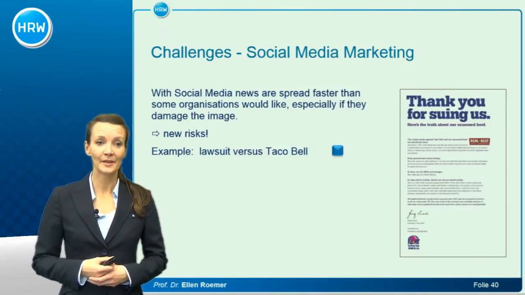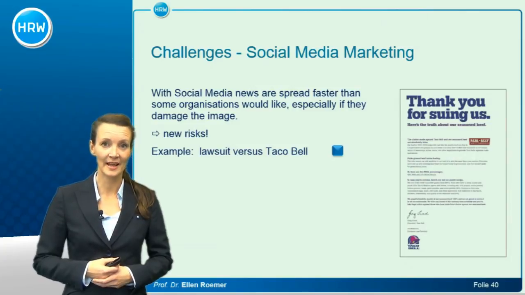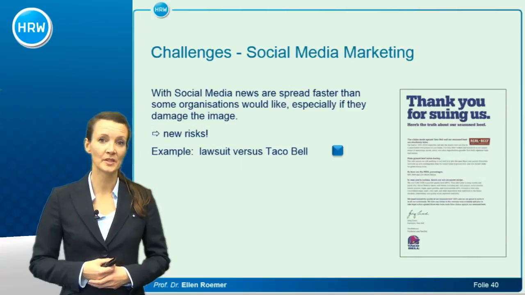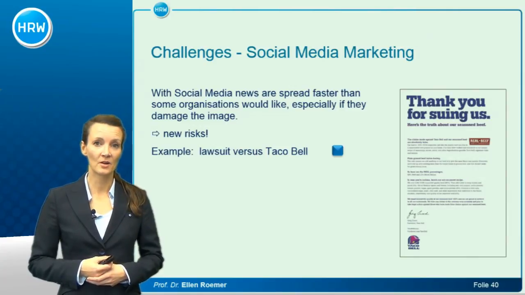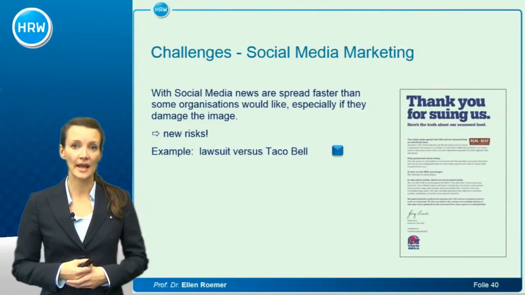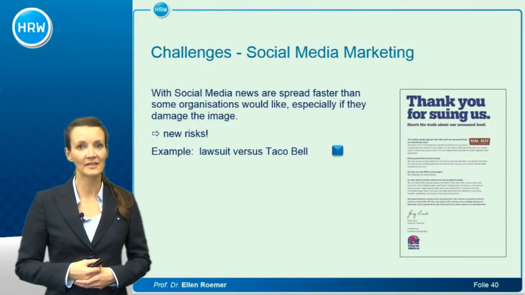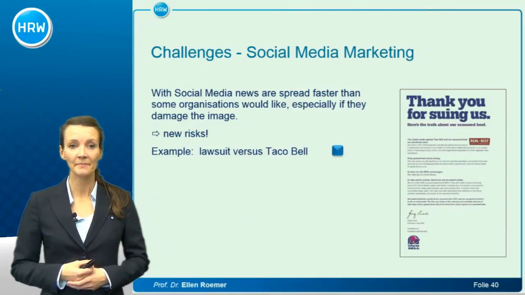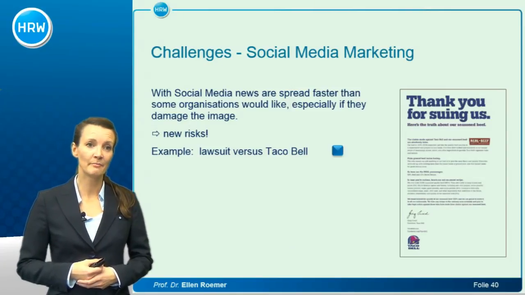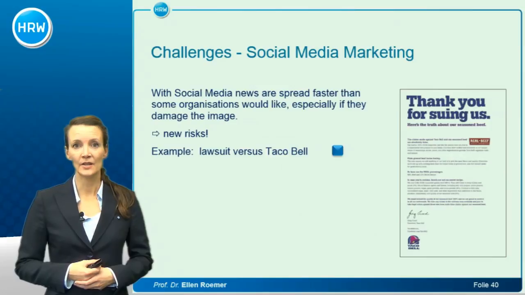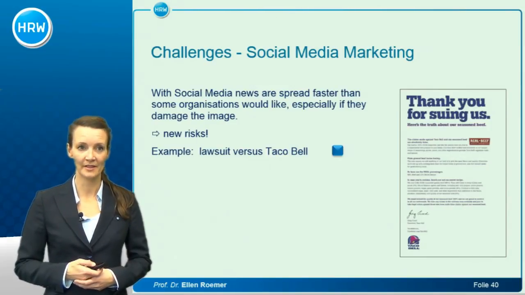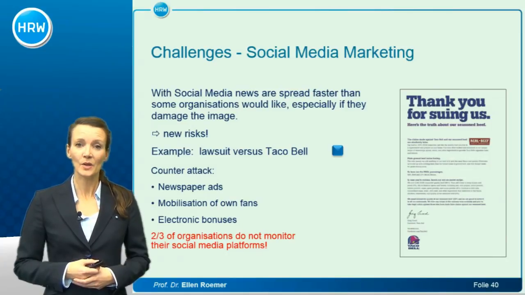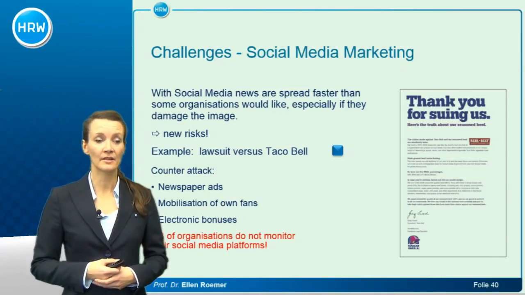For example, Taco Bell is one of the companies that suffered one of the first major shitstorms because customers announced that the quality of their meat is actually not good. And this message has spread very fast on the internet, and Taco Bell had really big problems to reduce this shitstorm and to turn it into a positive message. So what they did is actually to start a counterattack.